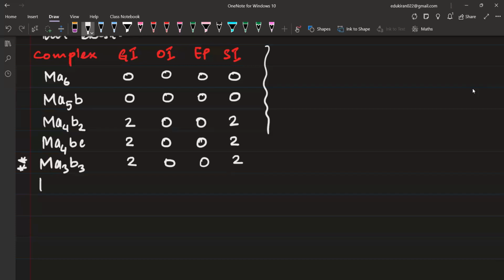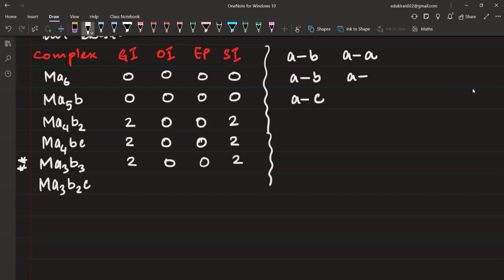Now we can have M, A3, B2 and C. Here we can start with A opposite to B, A opposite to B and A opposite to C. This can be one case. And in the second case we can say, A opposite to A, A opposite to B and B opposite to C. This can be the other case.